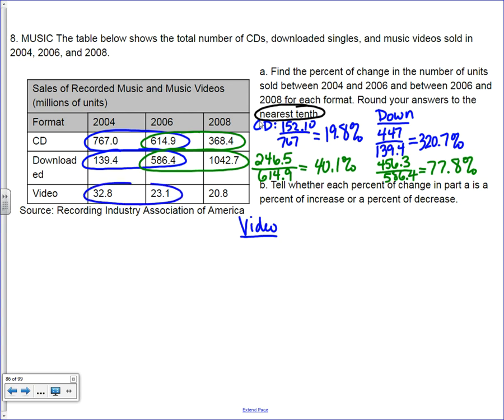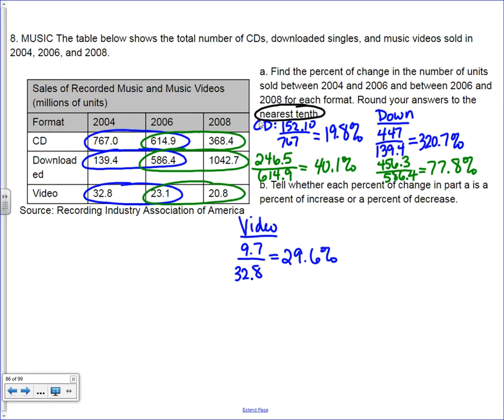All right, finally, let's do video. Video from 2004 to 2006. Subtract to find the change. You get 9.7 over the original in 2004, which is 32.8. When you divide that and move your decimal place over 2 spots, you get 29.6%.